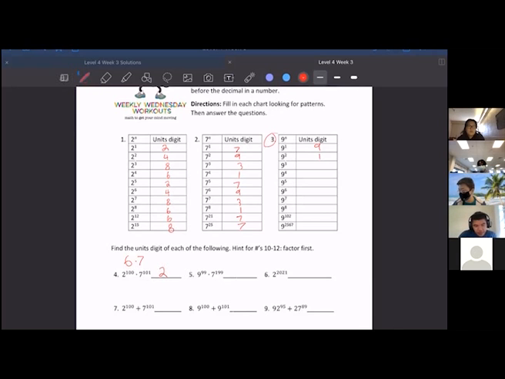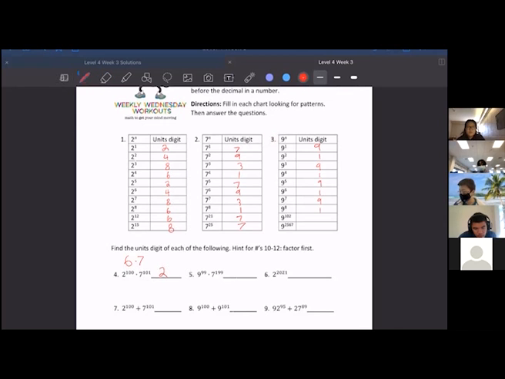I did not know this was the pattern. So what comes after 1? Okay, so then it's just going to be 9 again. You can probably guess the next one. Yep. So this is the pattern for 9 to the n.